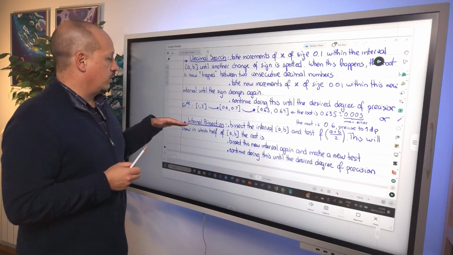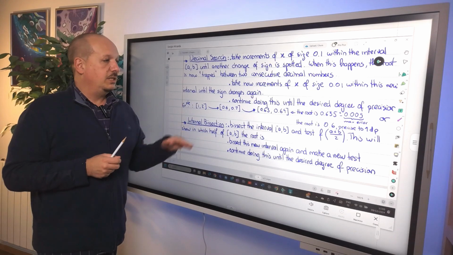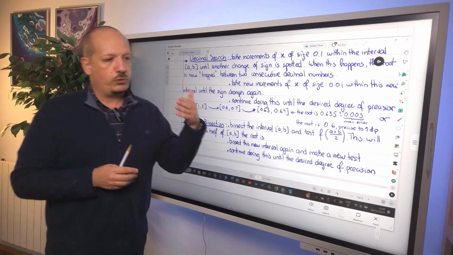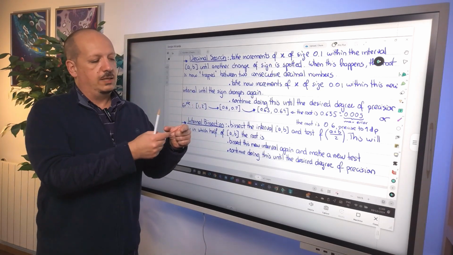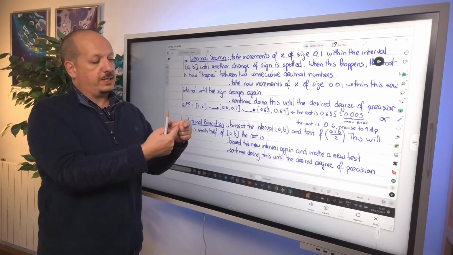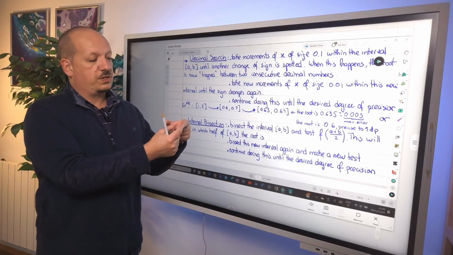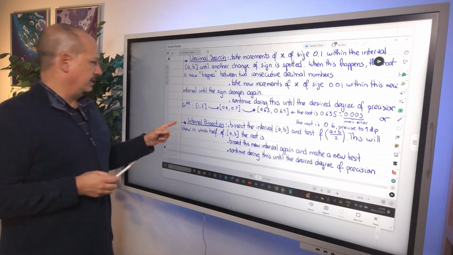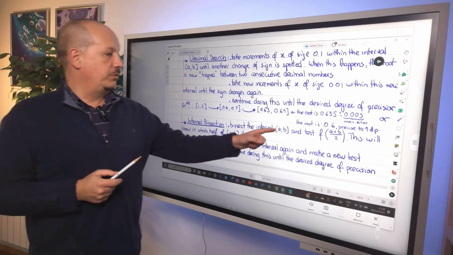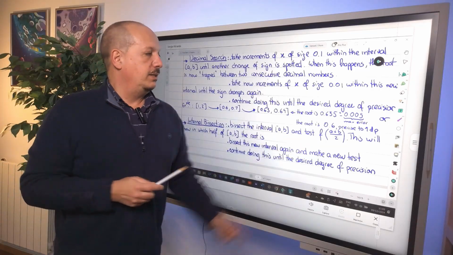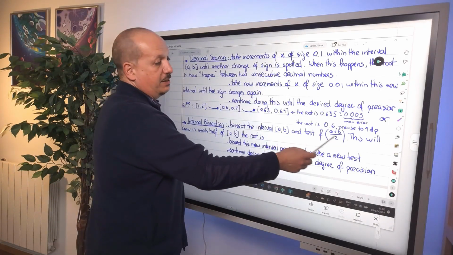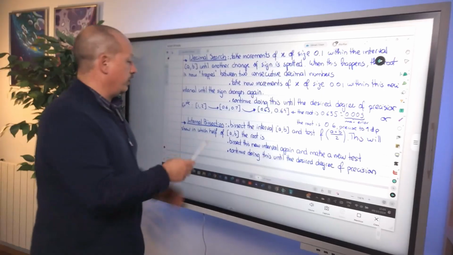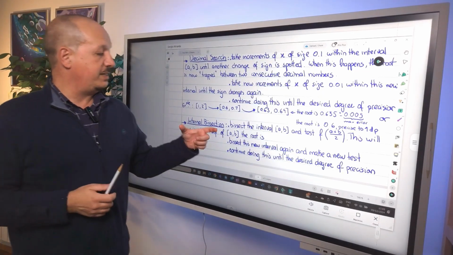The other method is called interval bisection. And instead of breaking down the interval in equal parts, you just break it in half and do the search between the two extremities. Let's see what it says. Bisect the interval AB and test for half of it, f of half of it. And this will show in which half of AB the root is.